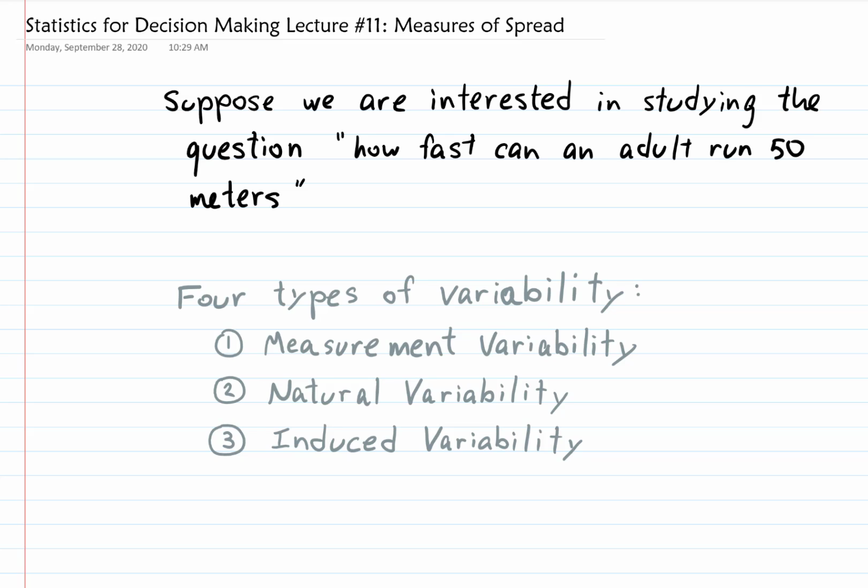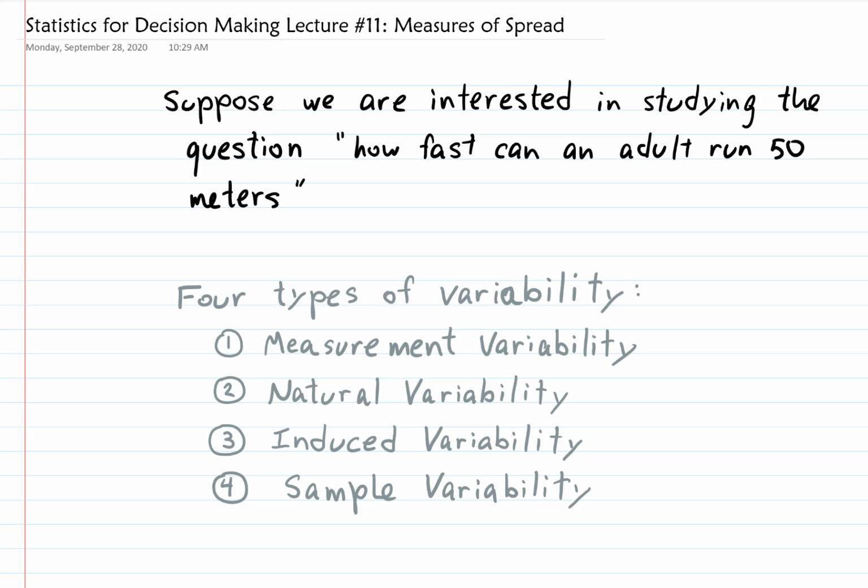The point I'm trying to make is just that if you do something like that and it causes variability, that kind of variability is called induced variability. Okay? And number 4 is called sample variability, which is similar to natural variability, but a little bit different.